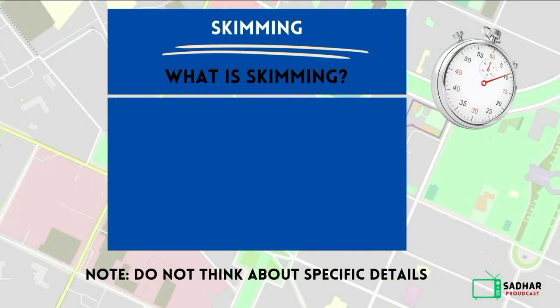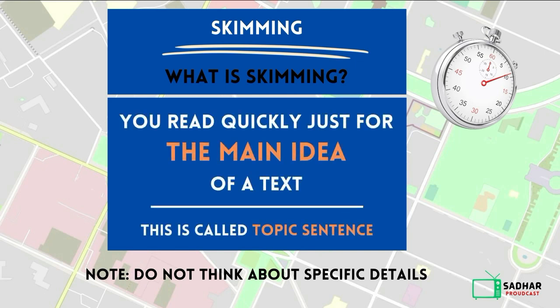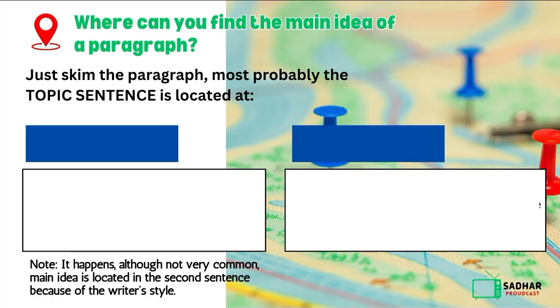Skimming. What is skimming? You read quickly just for the main idea of a text, and this main idea is also called the topic sentence. For skimming, you need to find the main idea, the topic sentence. Note, do not think about specific details.